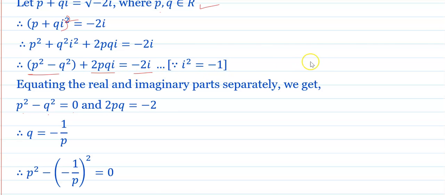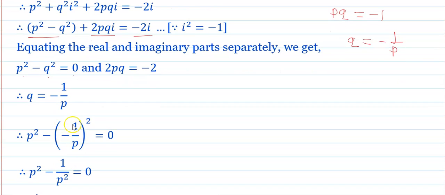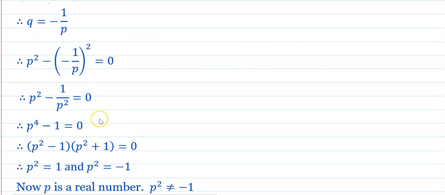2pqi is equal to minus 2i, and therefore you will get pq is equal to minus 1, and hence q is equal to minus 1 upon p. Substitute the value of this q here, which is minus 1 upon p, bracket square. Therefore you will get p square minus 1 upon p square is equal to 0. Multiply on both sides by p square.